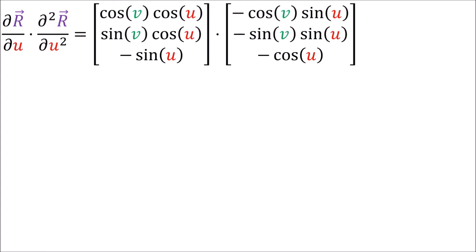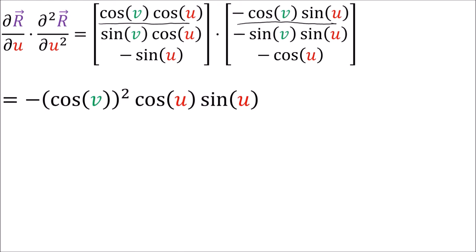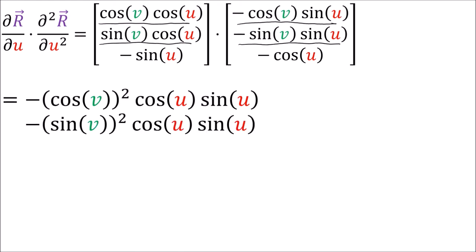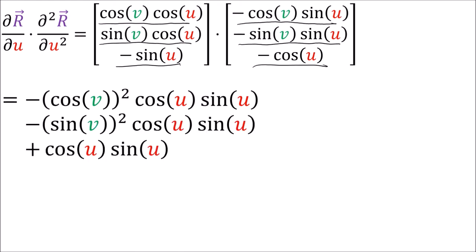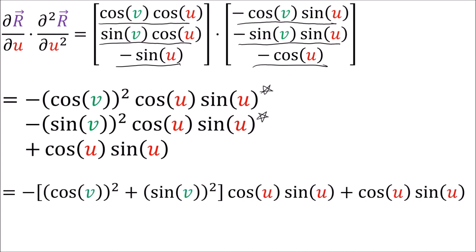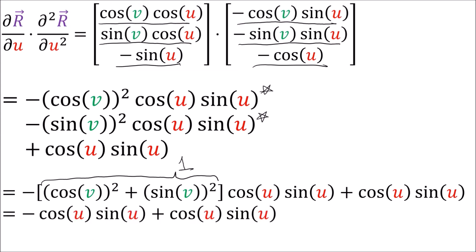The dot product would just be this times this, plus this times this, plus this times this. So notice that these first two terms have cos u times sine u in common. So we can factor that out and get cos of v squared plus sine of v squared here. And that goes to 1 by the well-known trig identity. So we have negative cos times sine and positive cos times sine, and those cancel to give us 0.